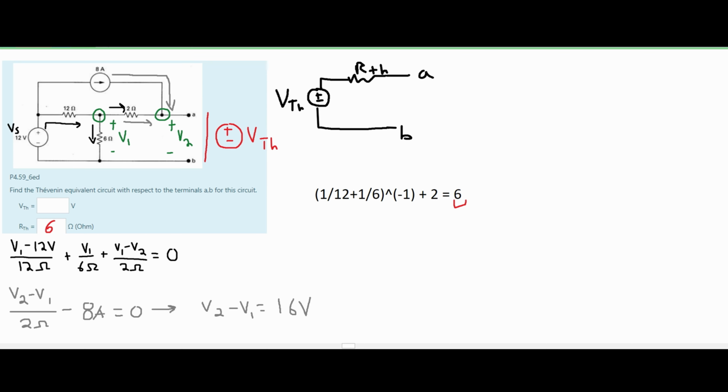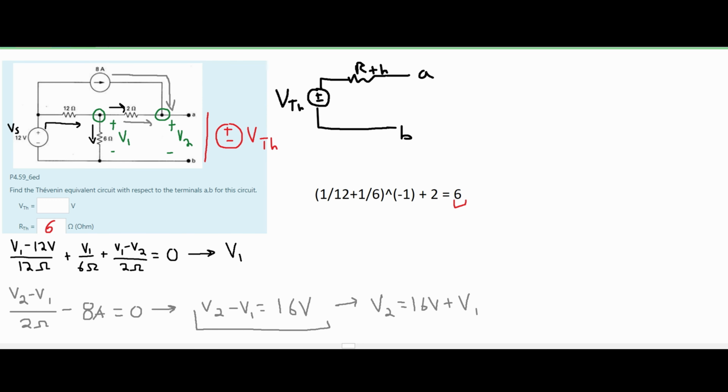However, we have a lot of V1s in our first equation, so we're just going to solve for V1 and then plug in this V1 into this equation. We're going to come back to here and get our V2. So I'm going to quickly rewrite this as V2 is equal to 16 volts plus V1, and now we can plug this in here. We're going to factor out a few things.